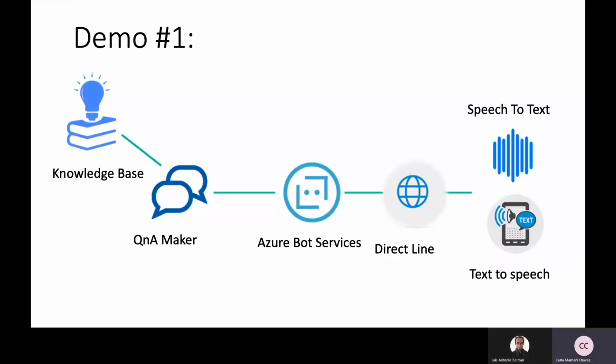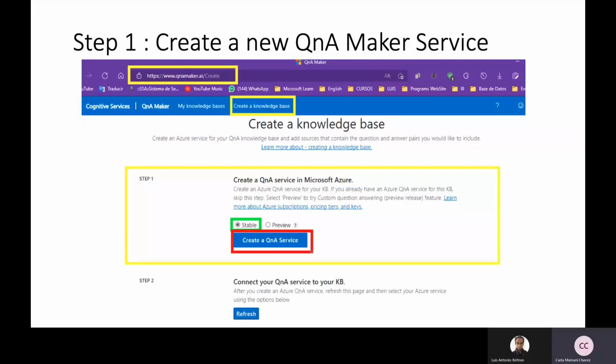We will use 2 common services. These are QnA Maker and Speech. Also, we will use the Azure Bot services. Well, the next slide, step 1, create a new QnA Maker service. First, let's choose a knowledge base. This can be some FAQ question and answer. Well, click on the Create a Knowledge Base menu.